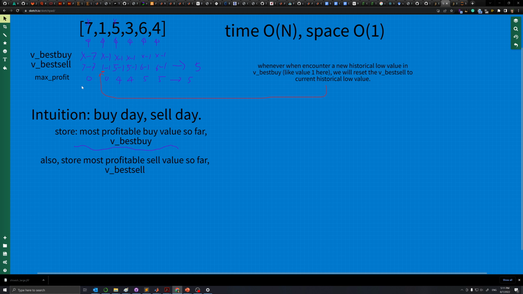Whatever the best value we found in the past is stored in the max profit value. So we don't worry about that, we can completely forget about everything else. We just keep a memory of previous max profit, and we reset our V best sell, and then we move on. We're gonna grow it like that, and eventually we're gonna find our answer.